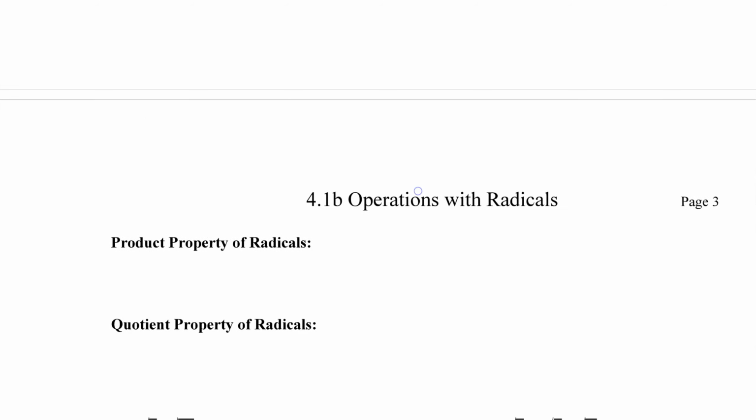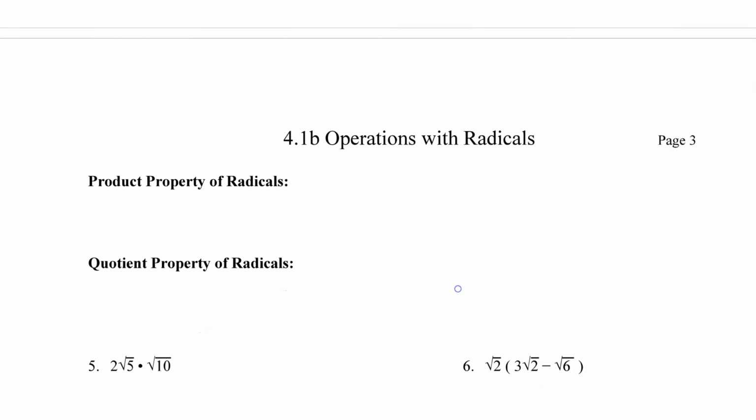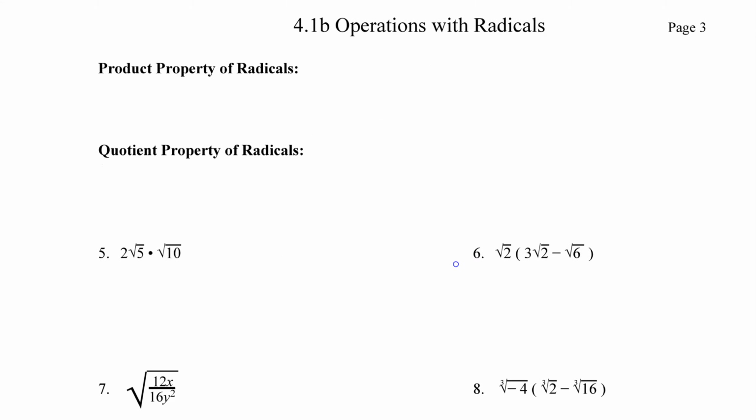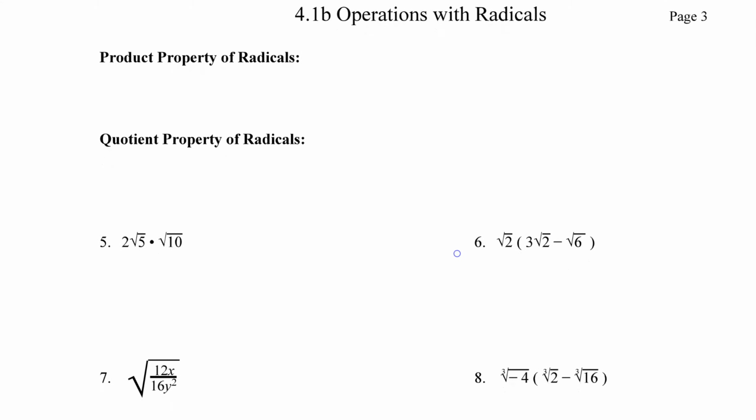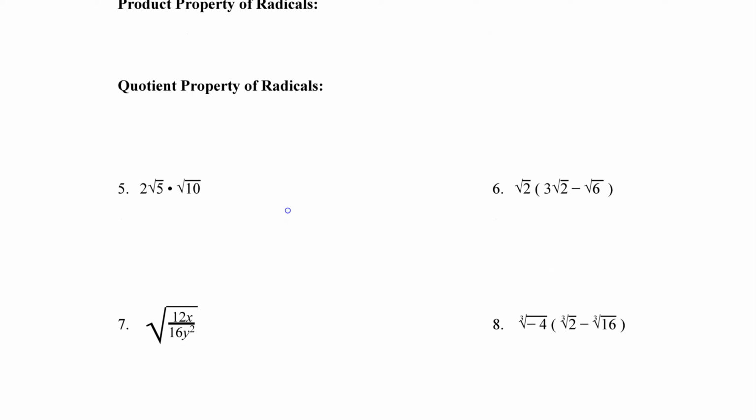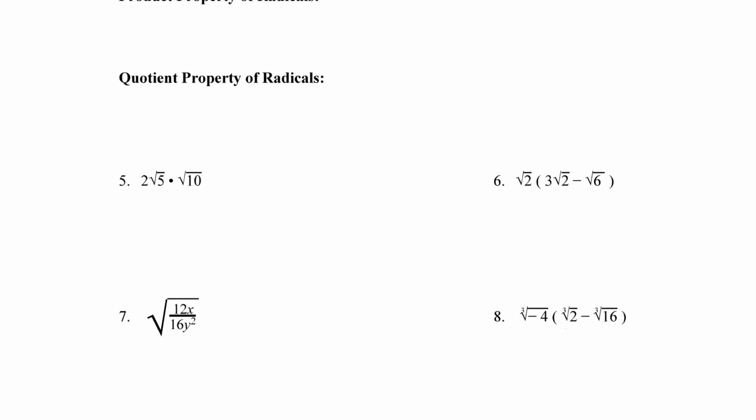Okay, I'm going to move on to operations with radicals. When we multiply radicals, 2 square root of 5 times the square root of 10.